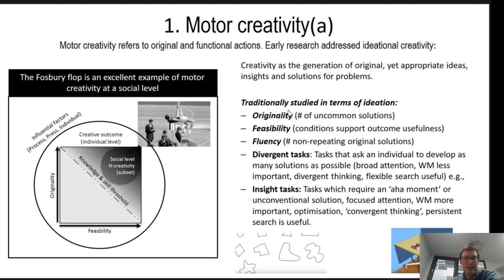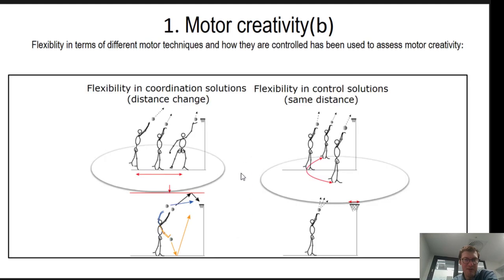So I'm going to move forward now and just talk about how we could imagine divergent and insight tasks that are similar, that instead of thinking about ideational tasks, let's think about movement tasks, which might fit that description. So the example I like to give is, suppose you've got a basketball player, right? And you scale the distance to the hoop.